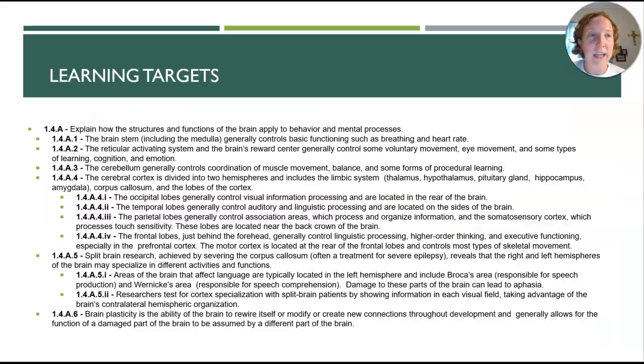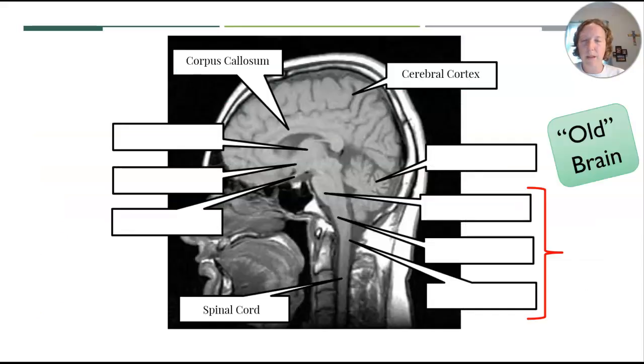All right, here are our learning targets. As you can see, we need to know a ton of stuff. We're going to start by going on a tour of the old brain. The old brain is the part of the brain that has been around since the beginning of humankind. It holds all the functions of just being alive and being human.